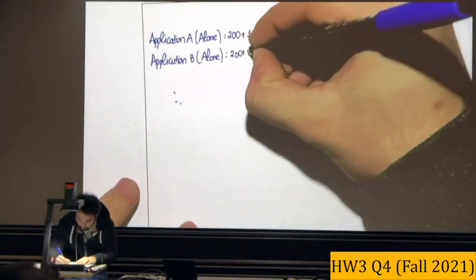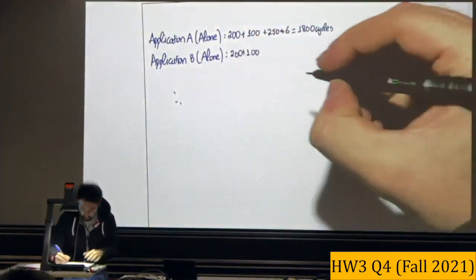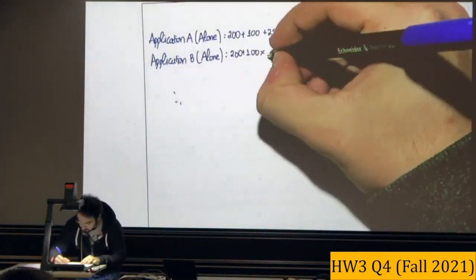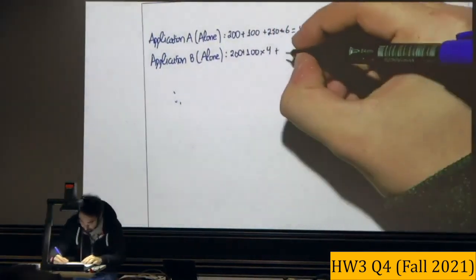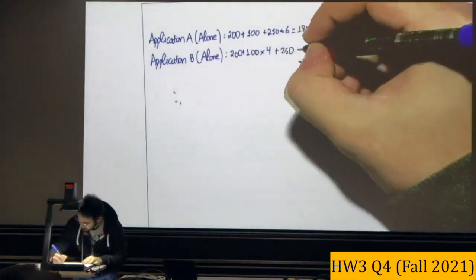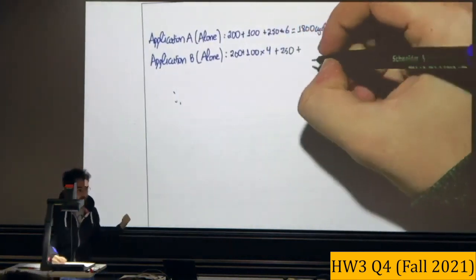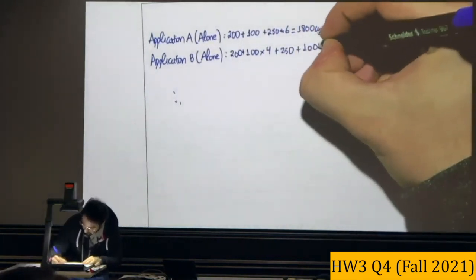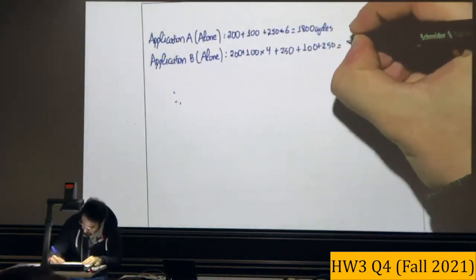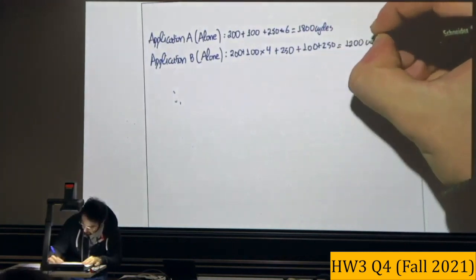Then we have 4 hits. It was row 2. We have 4 hits. Then we have one conflict for B. Then we have one hit for 3, and then one more conflict for the last one, which is 1,200 cycles.